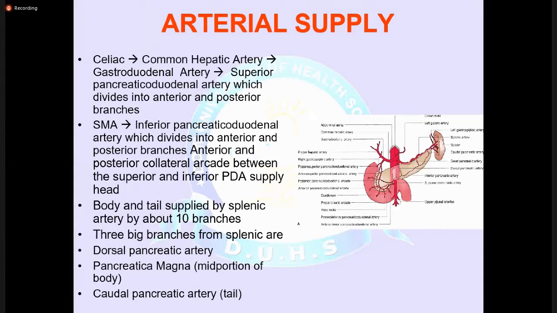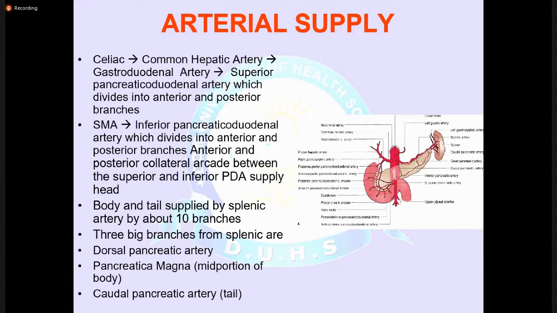The body and the tail have an additional supply. This is where you have the body and the tail, so you have additional supplies by the splenic artery. The larger branches of the splenic artery that give a supply to the pancreas are the dorsal pancreatic artery, the pancreatica magna artery, and the caudal pancreatic artery.